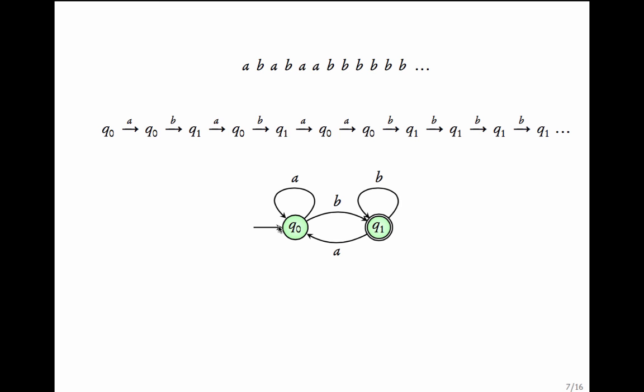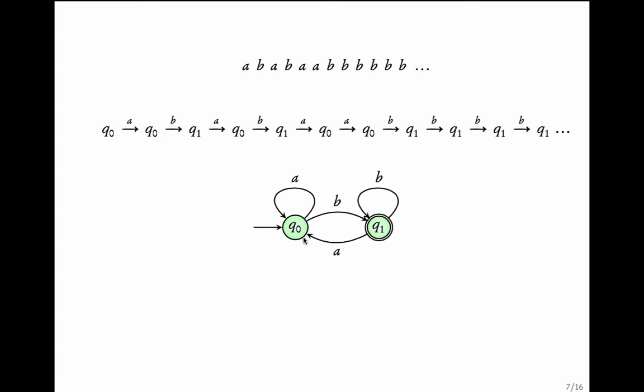So at Q0, when the automaton reads an A, it stays in Q0. When it reads a B, it goes to Q1. On an A, it comes back to Q0. On a B, it goes to Q1. On an A, it comes back to Q0. Stays in Q0 when it sees an A. And then on a B, it goes to Q1 and then it keeps staying in Q1 forever.